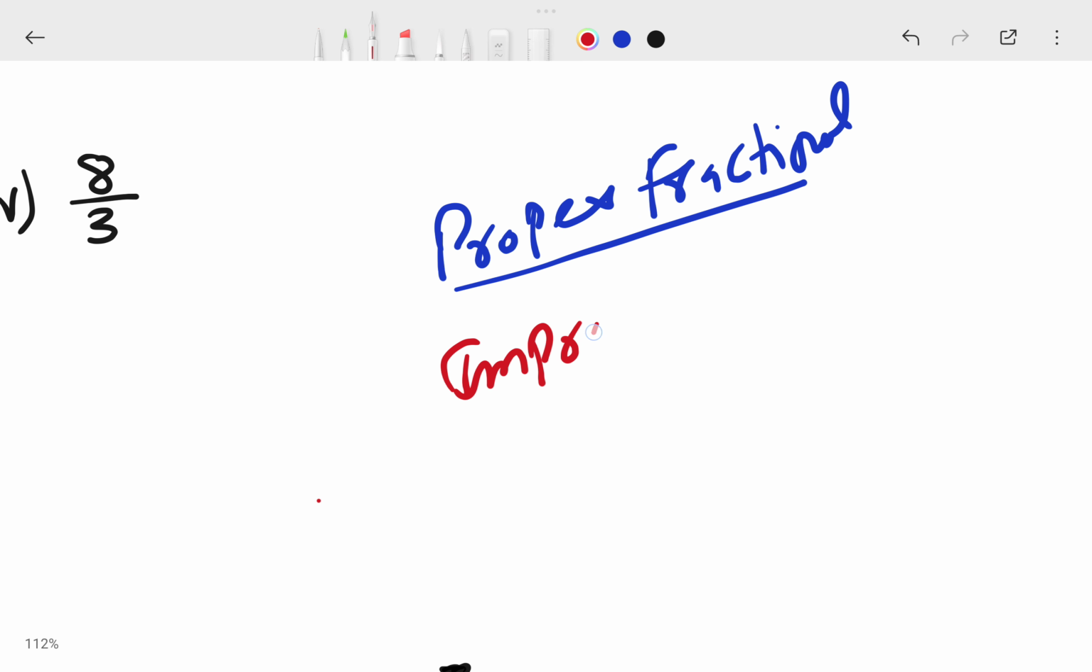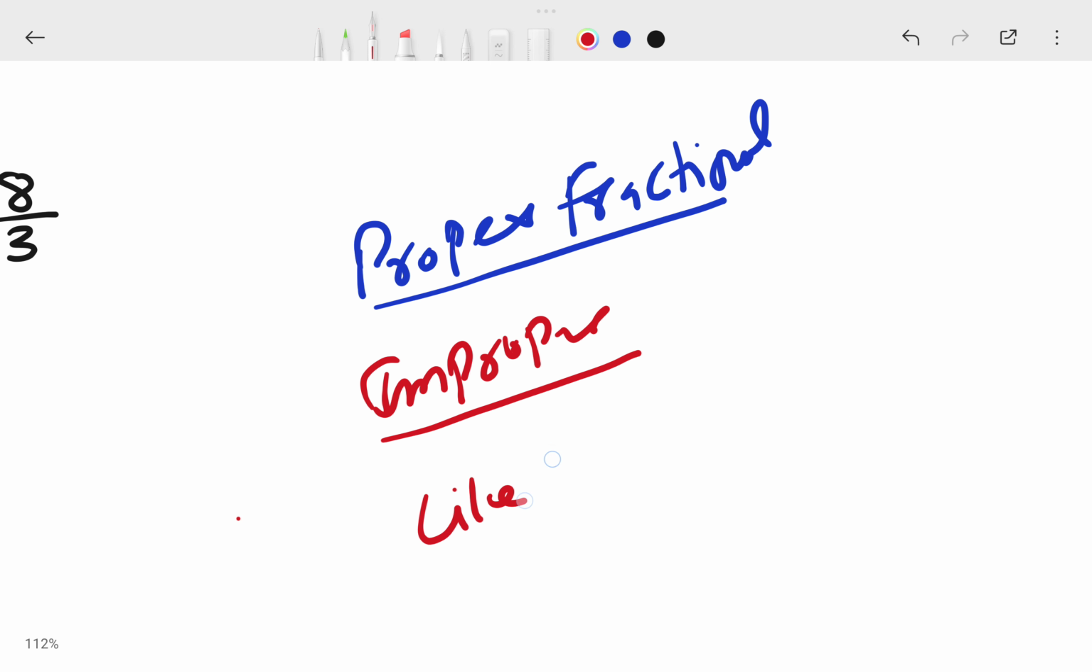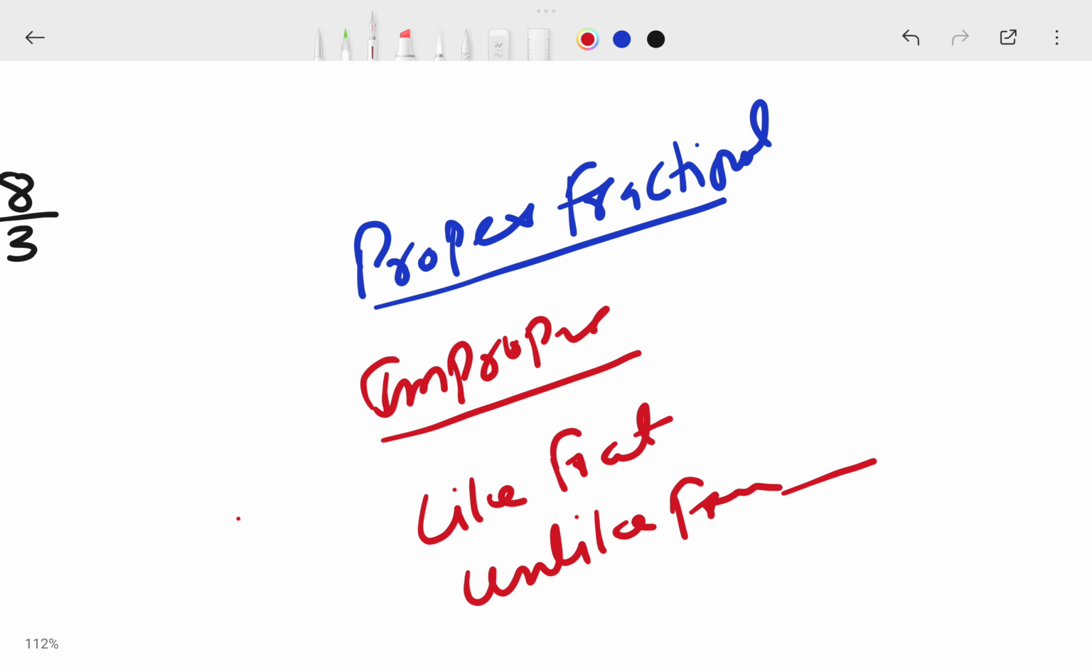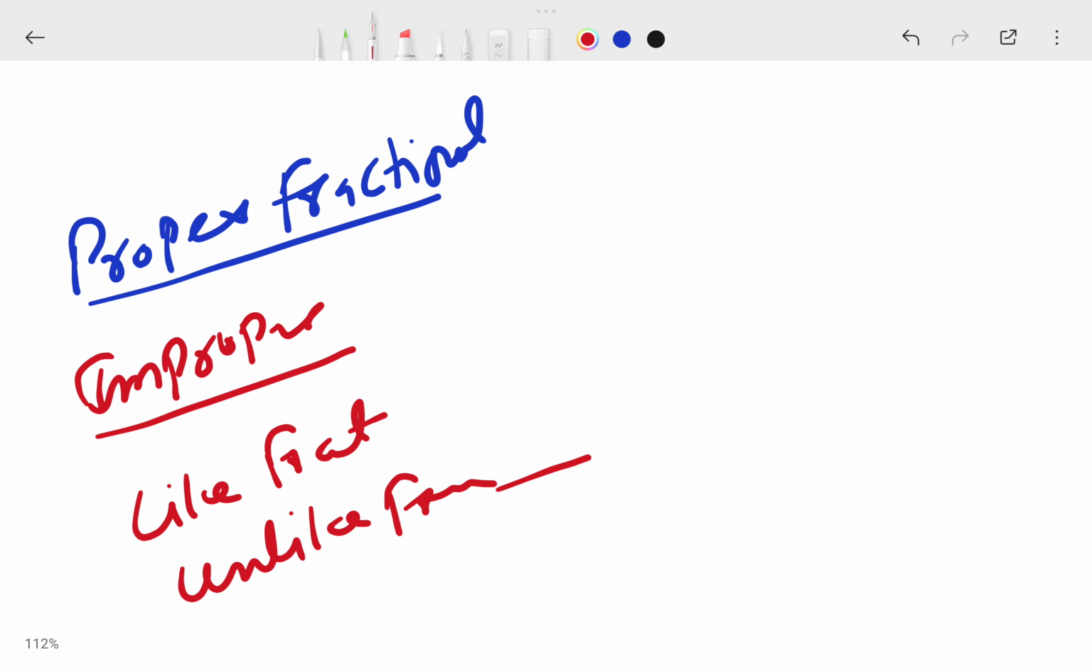Okay, now what is an improper fraction? What is a proper fraction, what is an improper fraction? Then after that there are also like fractions and unlike fractions. Okay, so I hope you know about it. So let me start here. First of all, let's know about the proper fraction.